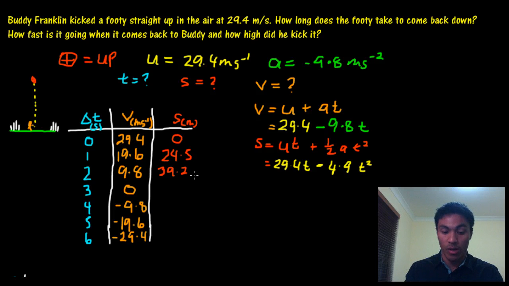At time equals 3, 29.4 times 3, and then take away 4.9 multiplied by 9, because 3 squared is 9. It's going to be 44.1 meters. So now let's keep going. At time equals 4, 29.4 times 4 is going to be 117.6. So 29.4 times 4, and take away 4.9 times 16, because 4 fours is 16.